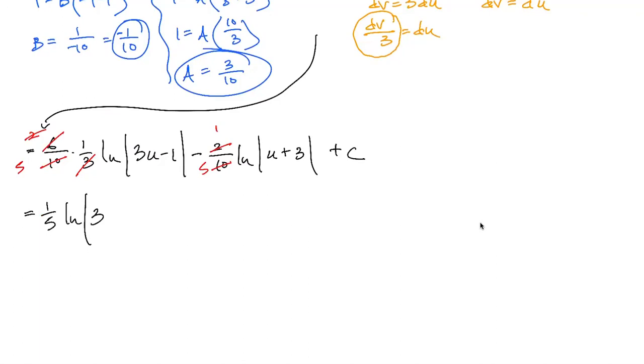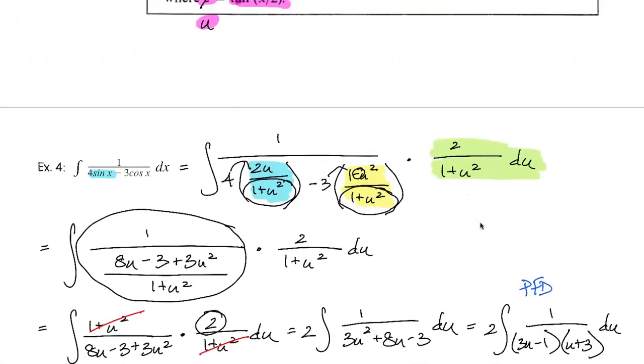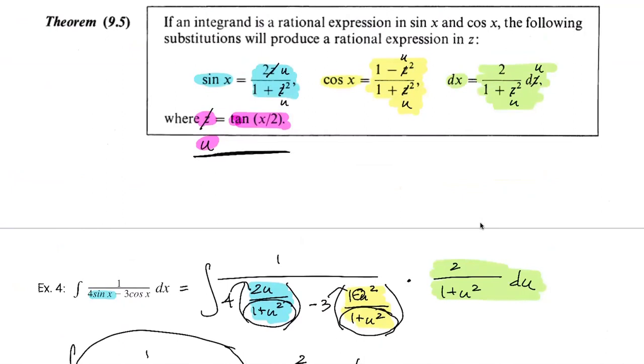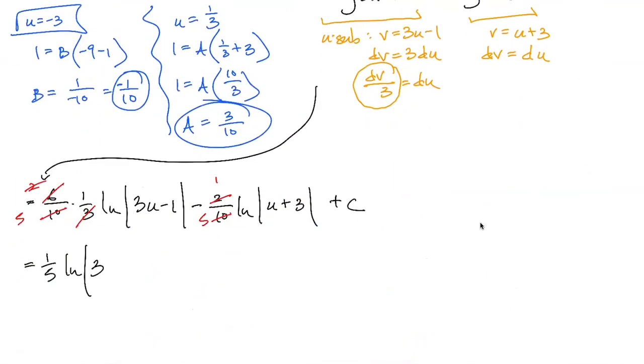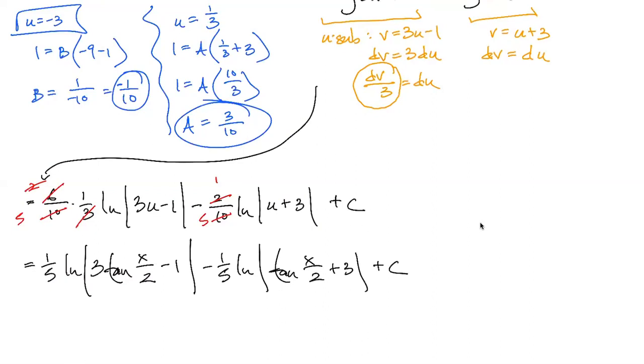Now instead of u, I think it was Patrick who asked this question, what do we have to put back in so we get our answer in terms of x's? You don't need a triangle, but everywhere I see a u, you're going to put tangent of x over 2. So 3 tangent of x over 2 minus 1 minus 1/5 natural log of tangent x over 2 plus 3 plus C.